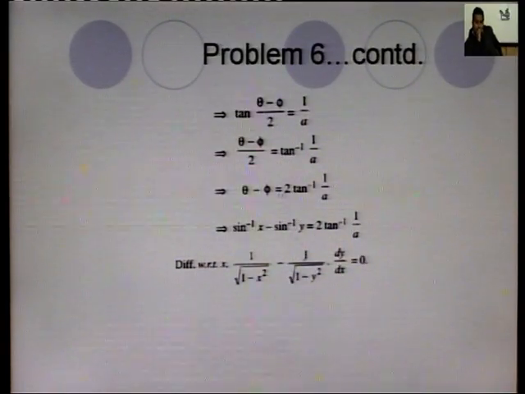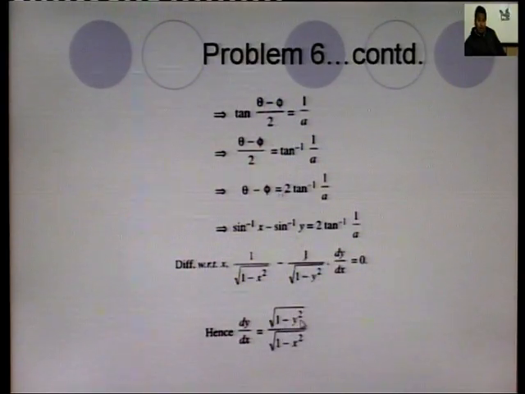So do the derivative on both sides. The derivative of sin inverse x will become 1 upon root of 1 minus x square, and sin inverse y will become 1 by root of 1 minus y square into dy by dx, because y is a function of x. On the right hand side, there is only 2 tan inverse 1 by a, which is a constant term, so the derivative will become 0. So after simplification, dy by dx will become root of 1 minus y square upon root of 1 minus x square, which we have to prove.